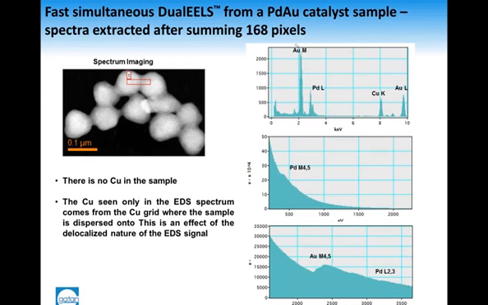If we sum 168 pixels over these two particles, we have gold, palladium, and copper again, but we know the copper comes from the copper grid. We have the palladium at 335 eV, pretty visible. Basically, we have palladium here in the shell. Looking at the high core loss, we also see gold, and we also see the palladium at 3100 eV. This shows the efficiency of EELS for high-energy edges.